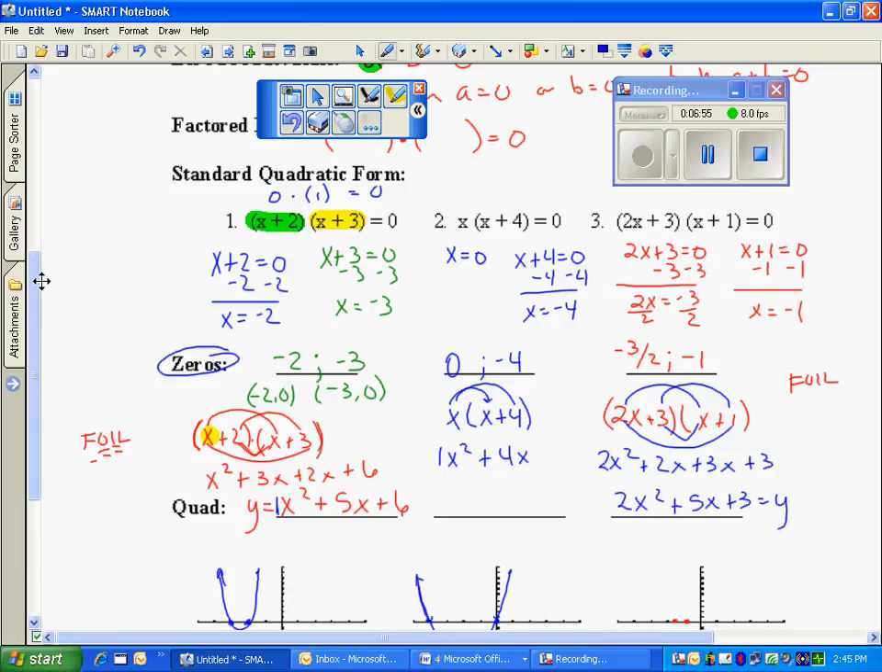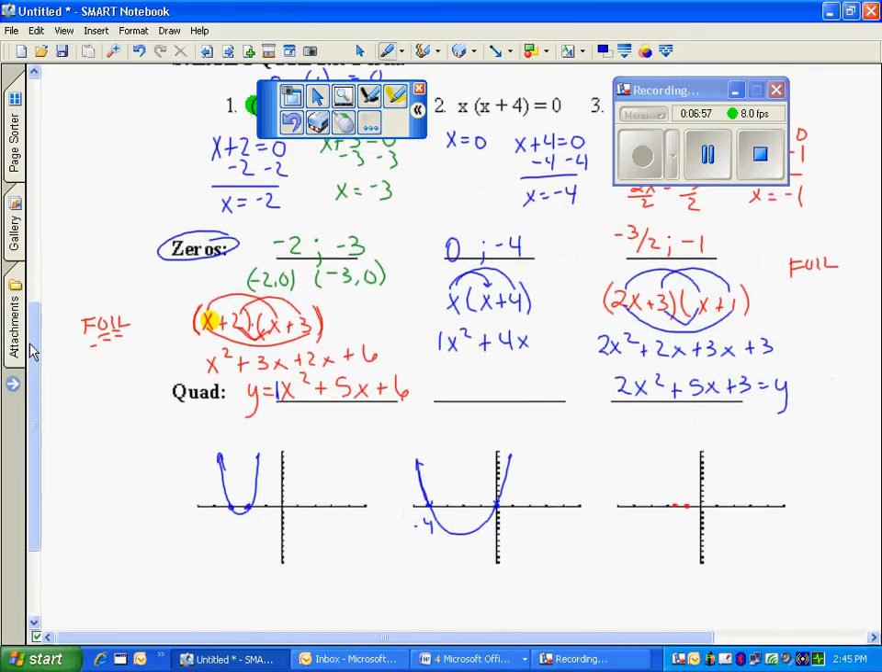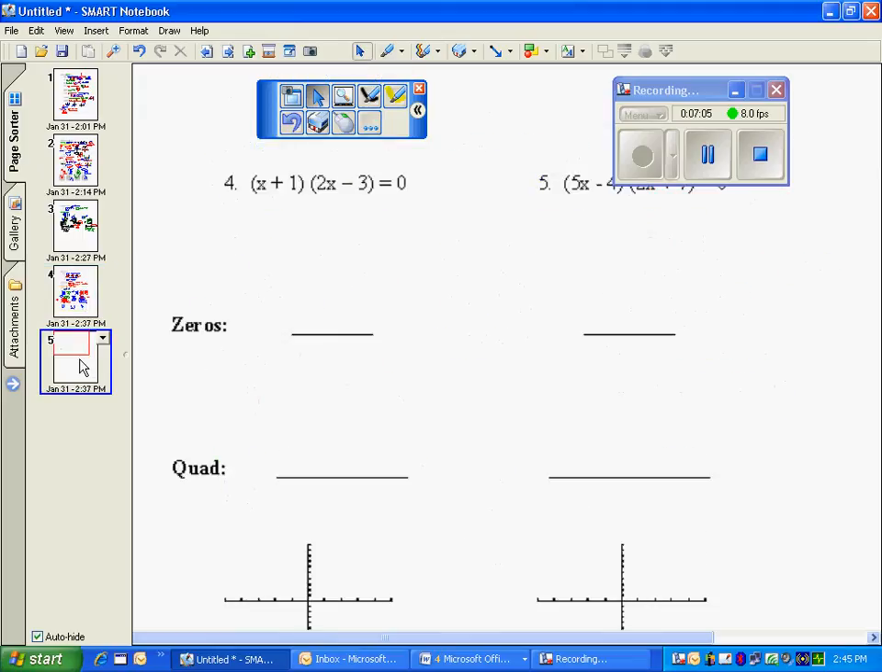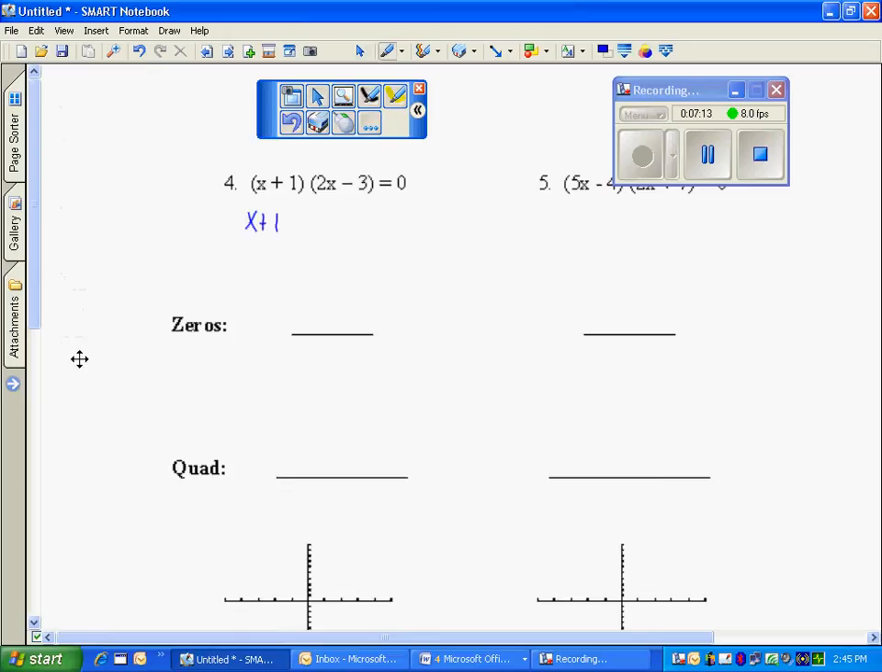I know from the 2 it's going to be narrow opening up. And there it is. Once again, I'm not sure exactly where my vertex is going to be located because of the fact that I don't have it in vertex form. A couple more. x plus 1 equals 0. Solving. 2x minus 3 equals 0. Solving. So now it's at negative 1 and positive 3 halves.